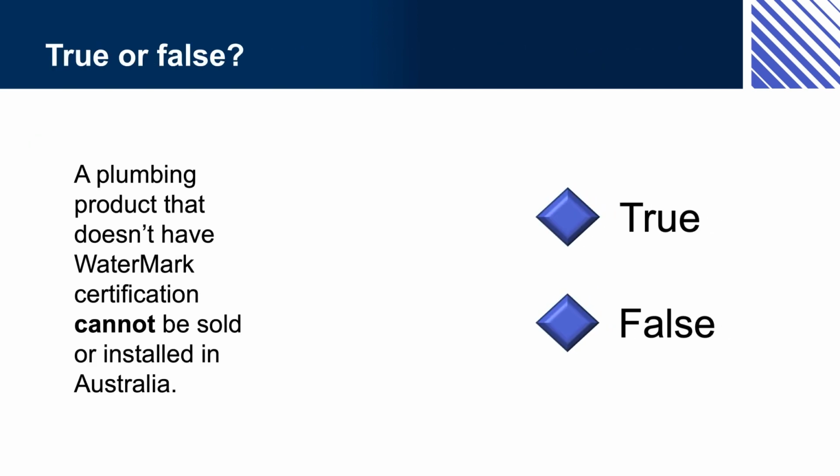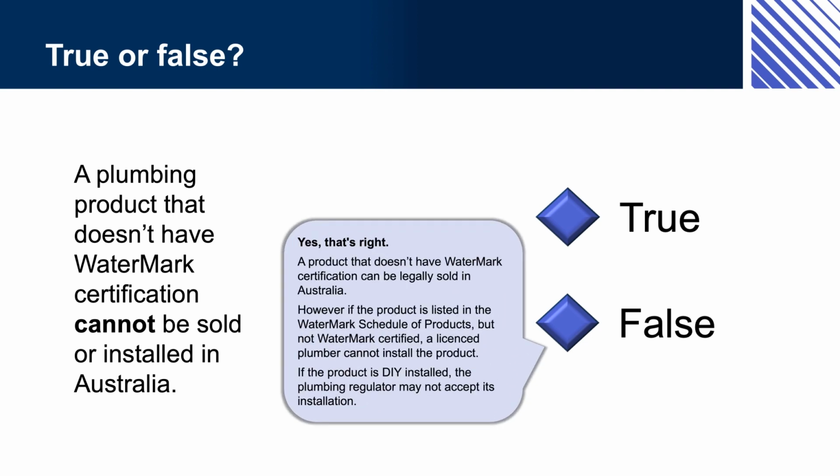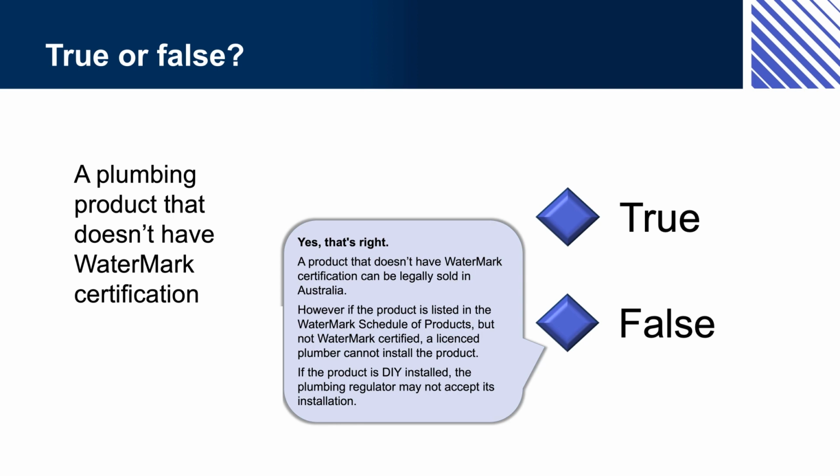True or false? A plumbing product that doesn't have WaterMark certification cannot be sold or installed in Australia. If you answered false, yes, that's right. A product that doesn't have WaterMark certification can legally be sold in Australia. However, if the product is listed in the WaterMark schedule of products but not WaterMark certified, a licensed plumber cannot install the product. If the product is a DIY installation, the plumbing regulator may not accept its installation.